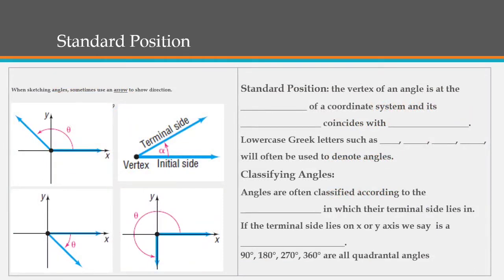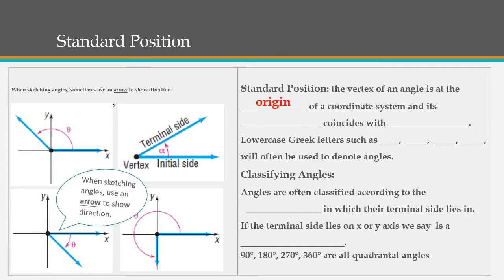Standard position, the vertex of an angle is at the origin of a coordinate system, and its initial side, which we just talked about, where it starts, coincides with the positive x-axis. So when we're sketching angles, we use an arrow to show direction. That way you'll know whether you're rotating clockwise or counterclockwise. Lowercase Greek letters such as theta, alpha, beta, gamma will often be used to denote angles. So that's when the angles are unknown.